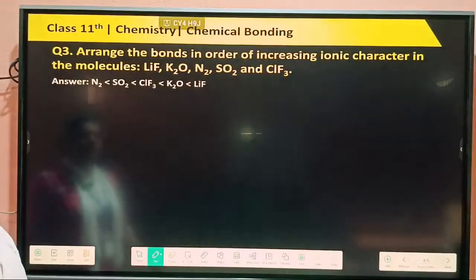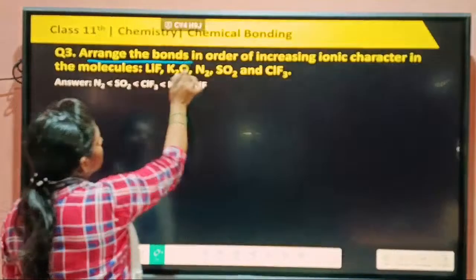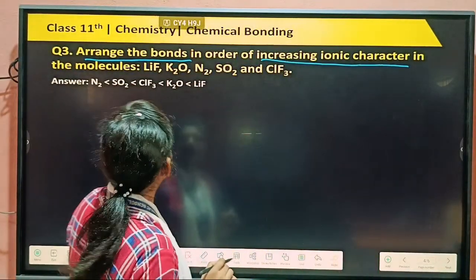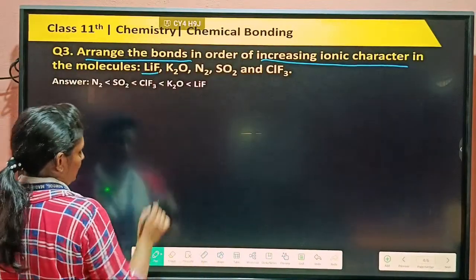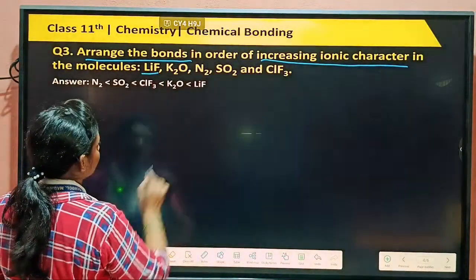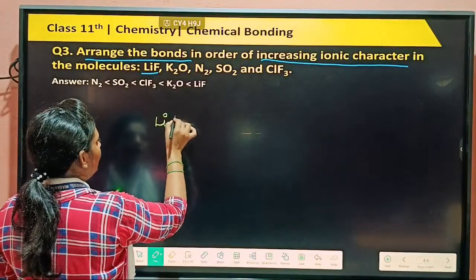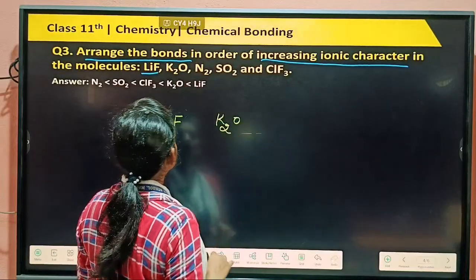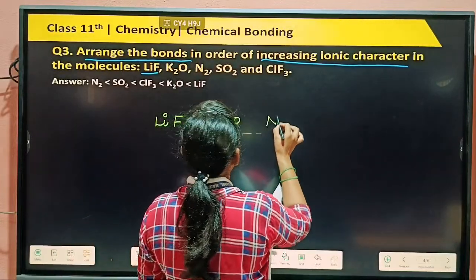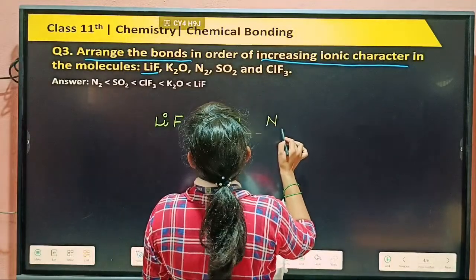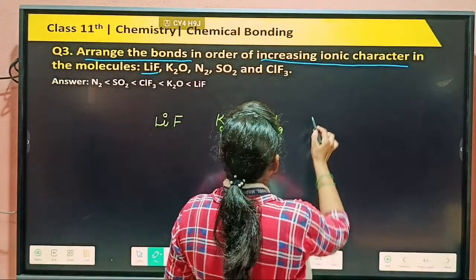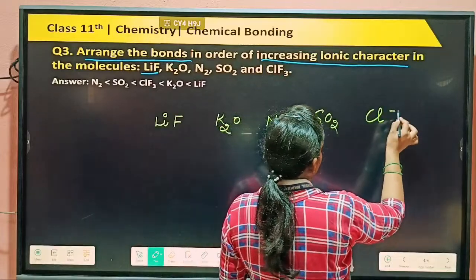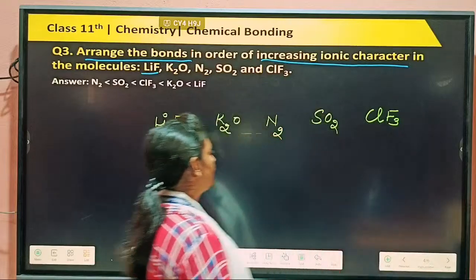Our next question is, arrange the bonds in order of increasing ionic character. We have lithium fluoride, LiF, K2O, potassium oxide, N2, nitrogen, SO2, sulfur dioxide, and chlorine trifluoride.